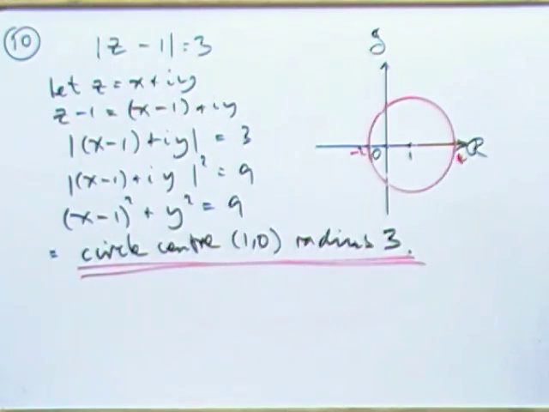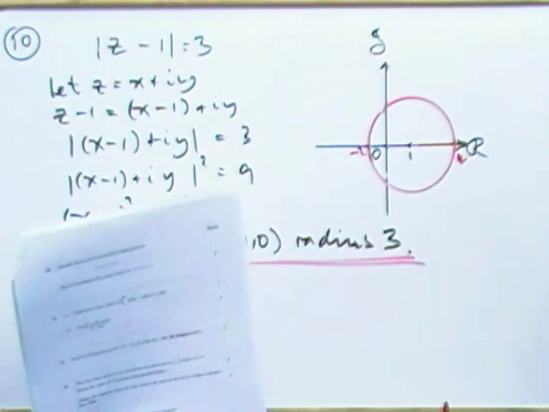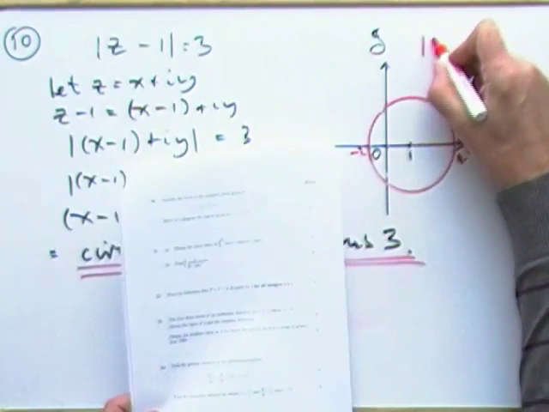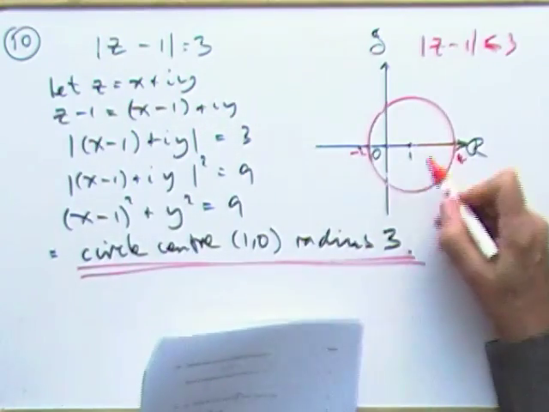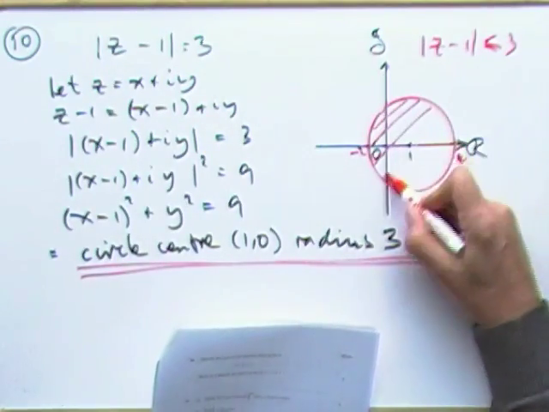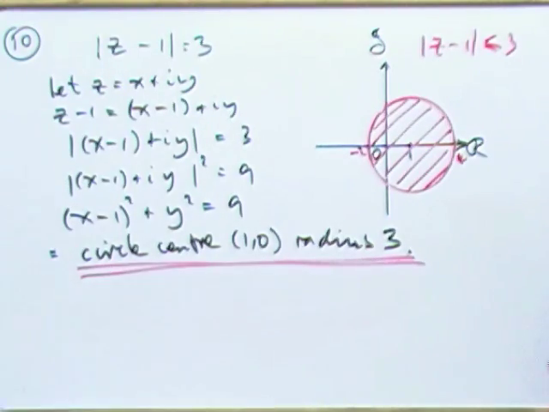Next bit. Show on a diagram, what's half drawn already, the region given by the modulus of z minus 1 being less than or equal to 3. Well, equals 3 on the circumference, less than inside it. So it's the interior of the circle centred at 1. And that would be the answer to that question.